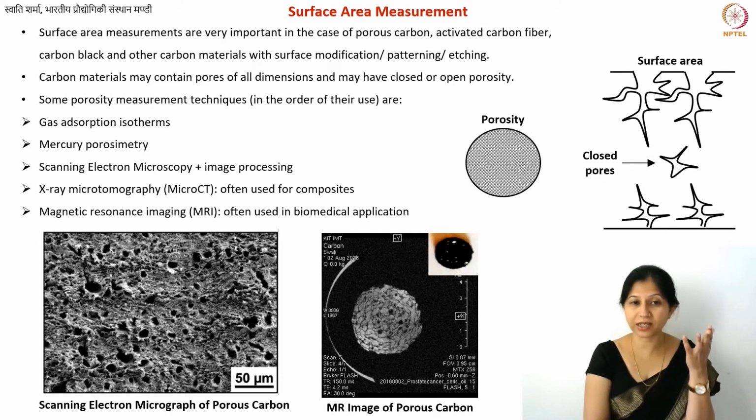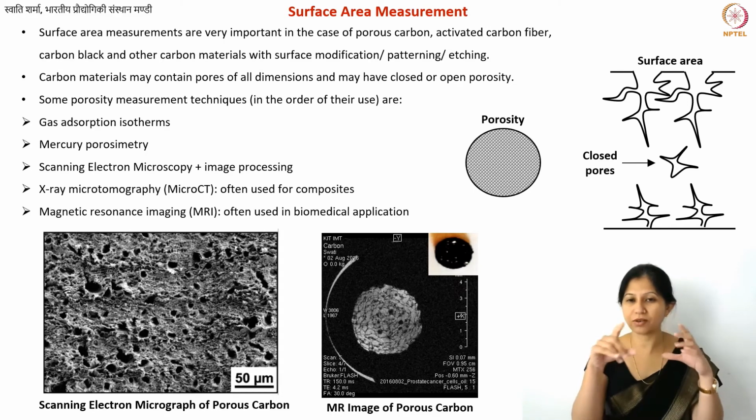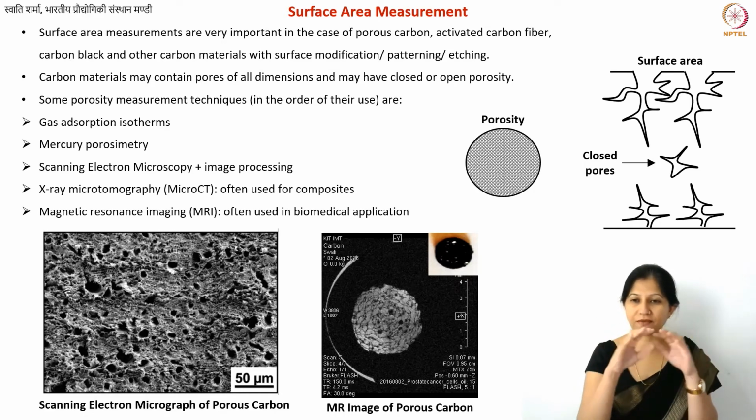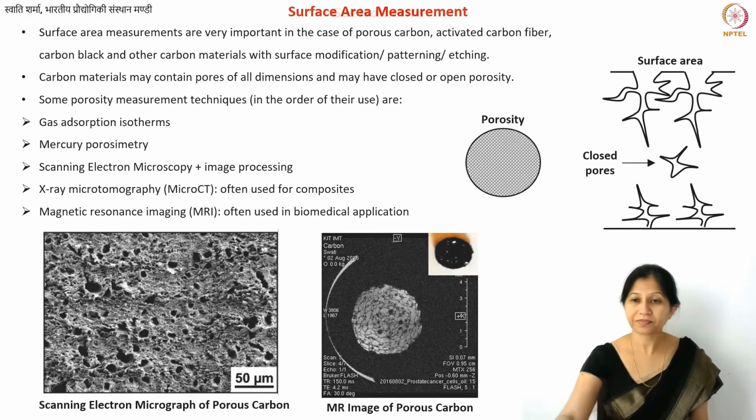But this is also one technique that has been tried out, and I have shown also one image of porous carbon. If you remember, I have shown you this image before in some lecture, I don't remember which. You see in the inset, this is a porous carbon structure which has a 5 millimeter diameter. So these kinds of structures you can image using MR also.